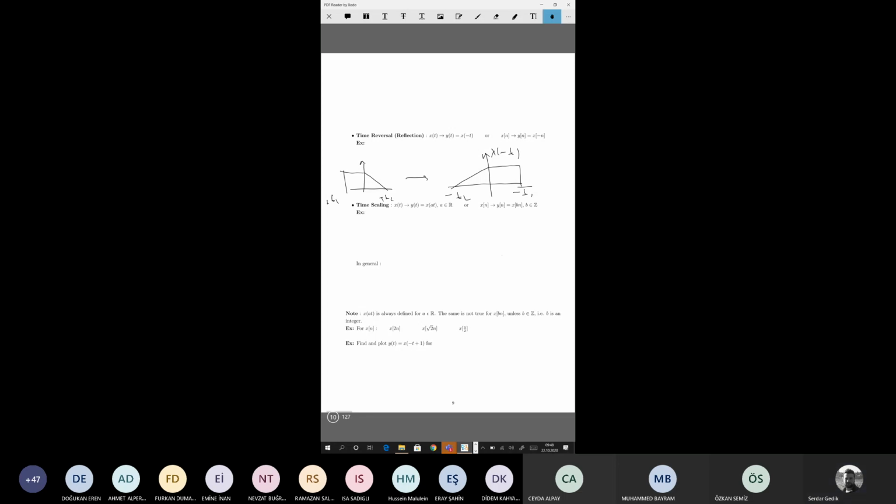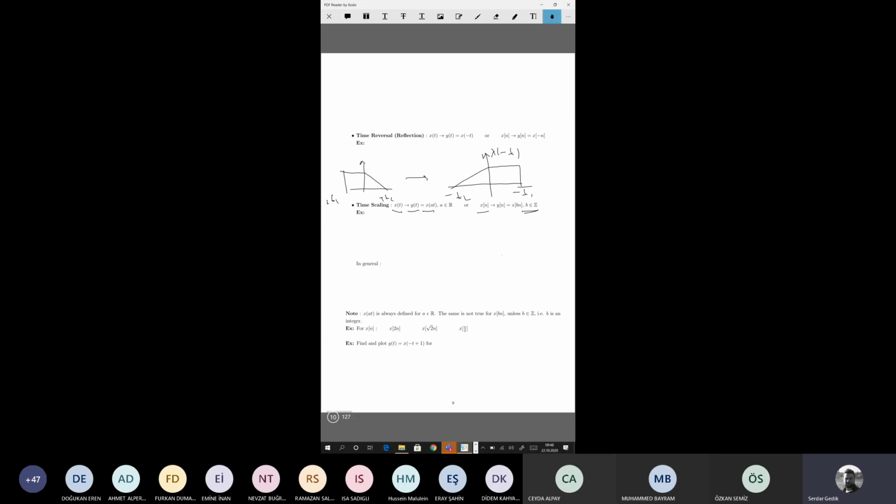The second idea in the slide is time scaling. In time scaling, you have this x of t, and this x of t is converted to y of t, which is x of at. And in the discrete case, we have something similar. We have x of n, and y of n is simply x of bn. Here, please note that b is an integer. In the discrete case, these discrete signals are defined for integer values, discrete values.